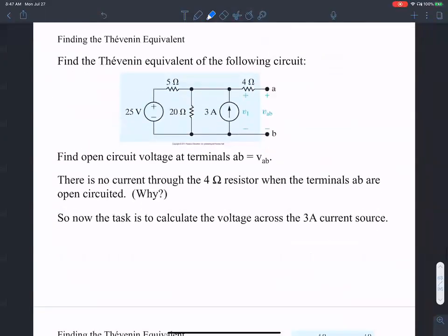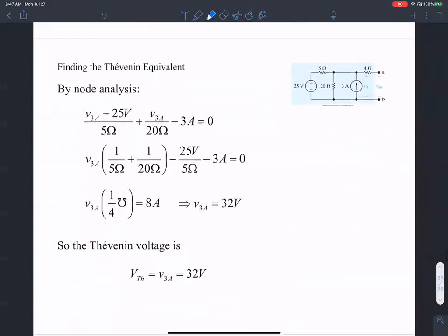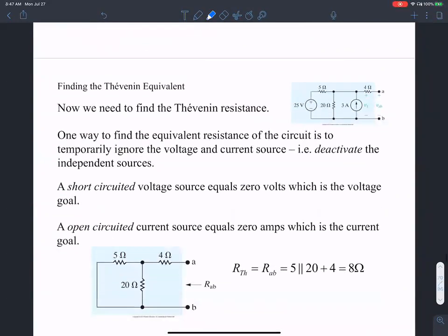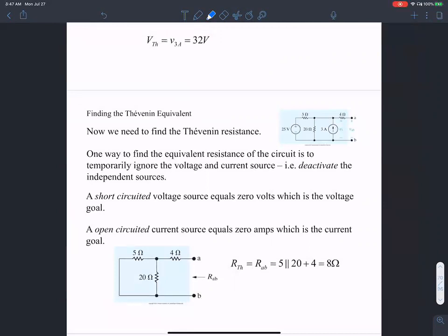Okay, let's see if this is what is shown here. So finding the open circuit voltage, and then deactivating the independent voltage and current sources. Okay, questions please. Looks good.